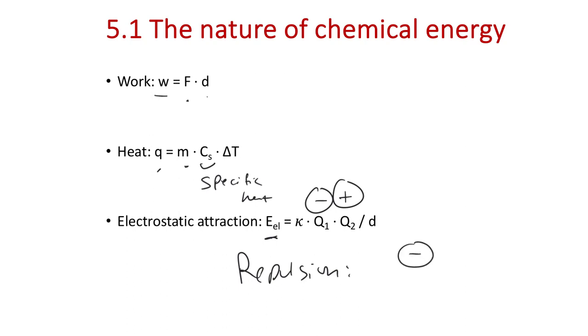So if we had two positively charged particles or two negatively charged particles, these are going to repel each other, and they're going to try to get as far away from each other as they can. And so two negatively charged particles or two positively charged particles are going to repel.